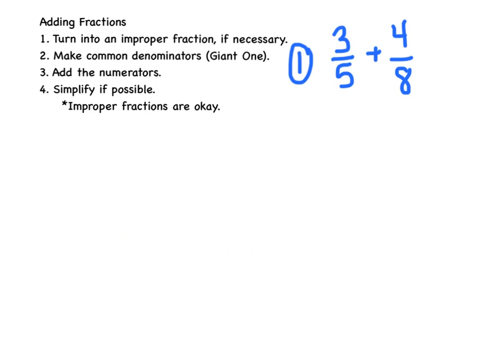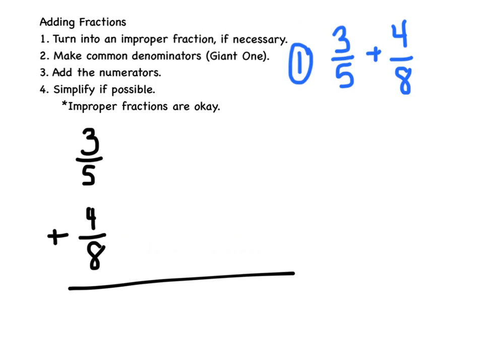All right, let's try this example. We have 3/5 plus 4/8. And I always like to rewrite it vertically, and you'll see why in just a second. Now we're looking to figure out what number 5 and 8 both go into. So what would be a good common denominator to use here? I know they both go into 40. So I'm trying to turn each of these into a fraction with the denominator of 40, because we need our common denominators in order to add them.